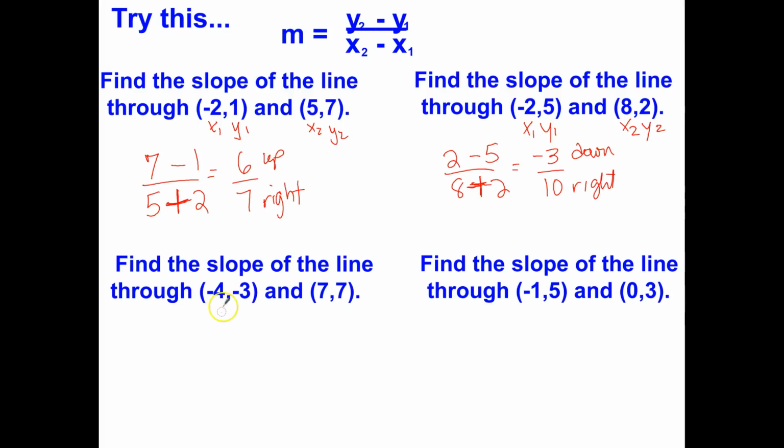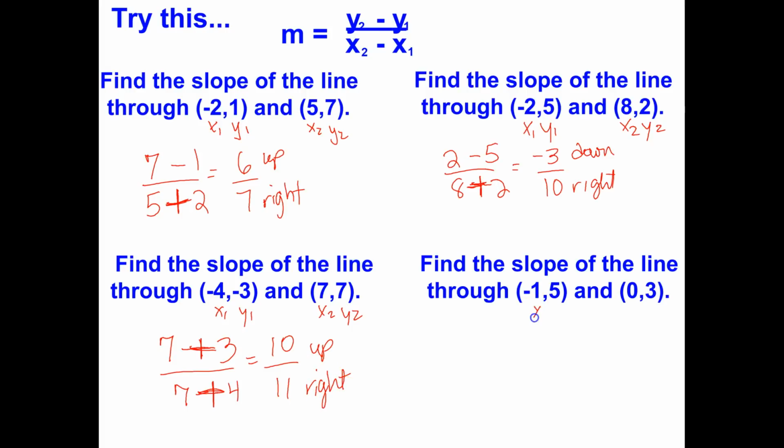All right, let's label x sub 1, y sub 1, x sub 2, y sub 2. So we have 7 minus negative 3, twinning, over 7 minus negative 4, twinning. 7 plus 3 is 10. 7 plus 4 is 11. We go up to the right.